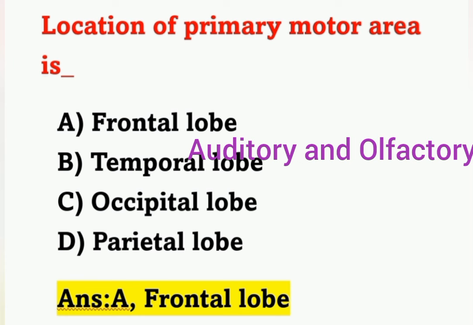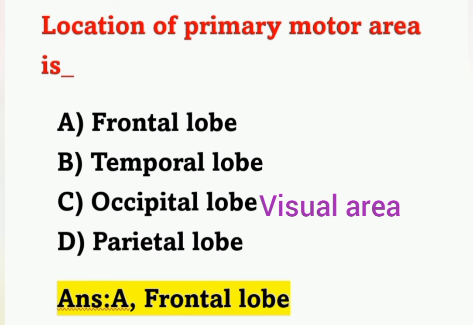And the location of the auditory and olfactory area is the temporal lobe. And the location of the visual area is the occipital lobe. And the function of the parietal lobe is somatosensory function. Move on to the next question.